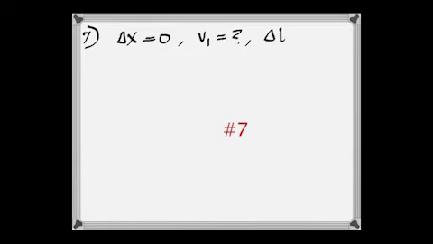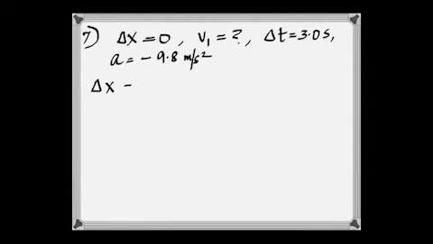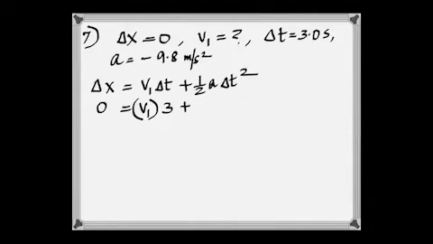7. Just for the sake of those who did not do it, I wrote everything down. Delta x is 0. V1 is what you have to find. Delta t is 3. A is negative 9.8. That's the equation. Plug the numbers in. You're looking for V1: half times negative 9.8 times delta t squared.